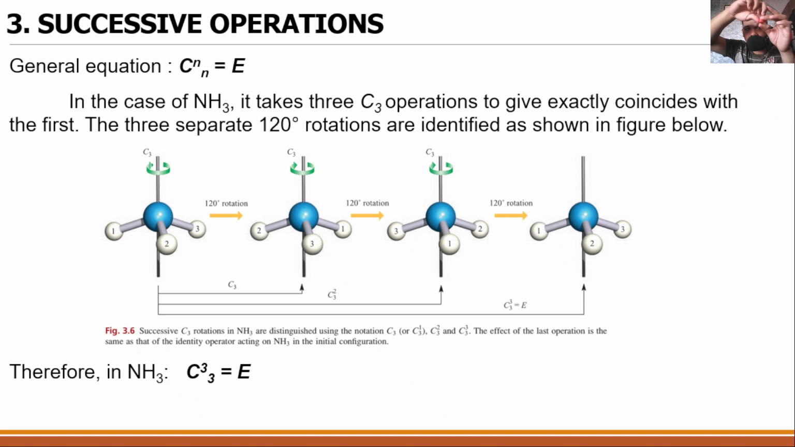Ammonia. Tanggalin ko lang to. Ayan. This is the ammonia. Diba? The angle between here, dito, sa ammonia natin, is 120 degrees. Then, upon performing a C3 operation, to leave it indistinguishable to its original configuration or previous configuration. So, performing that C3, ayan, it will yield back to its original configuration. So, we perform C3, and then, of course, siya ay naging identity.